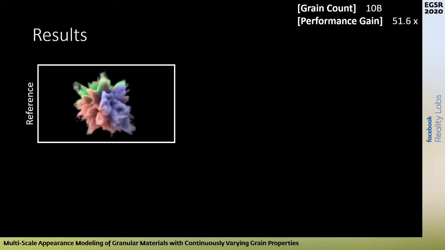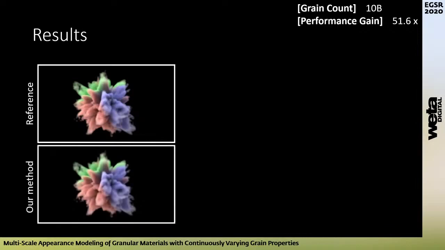The second example is modeled using our tile-based approach, and the scene contains 10 billion grains. Of course, it is not practical to store every grain individually. Our multi-scale rendering result matches the reference closely and is rendered 50 times faster.